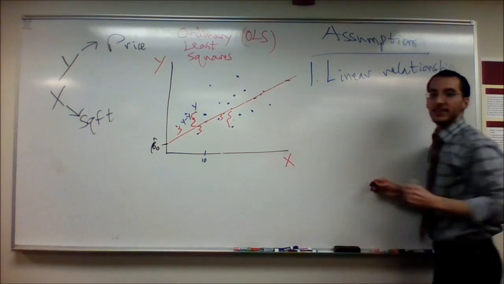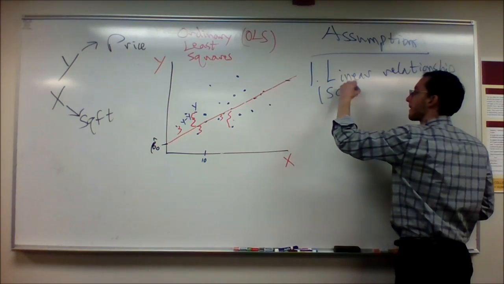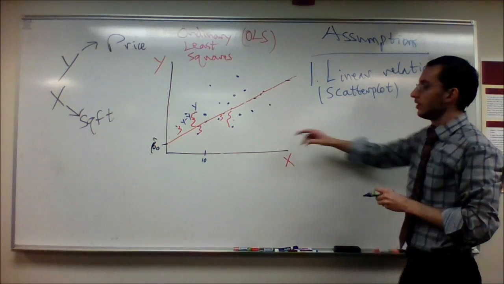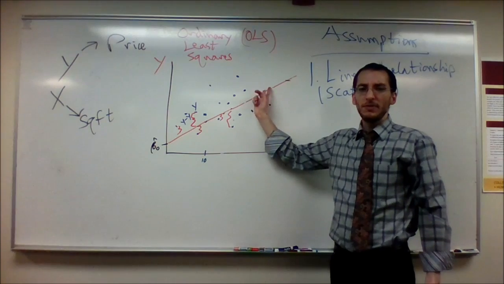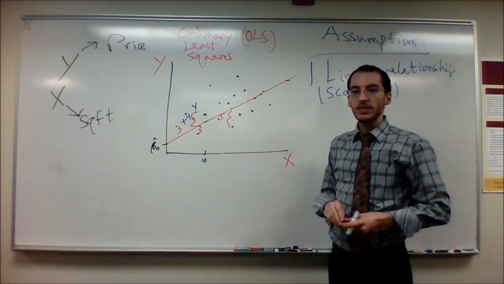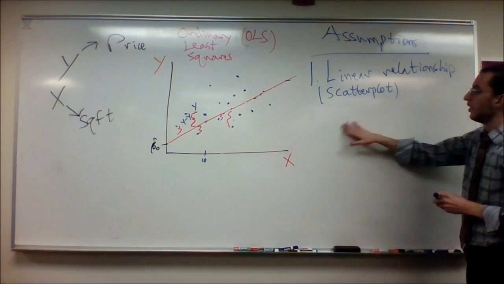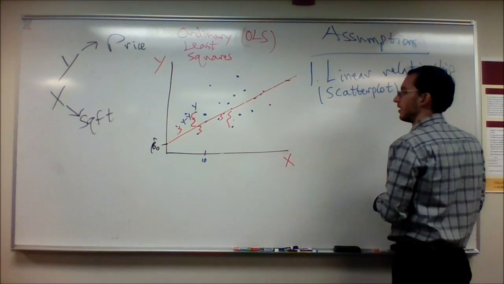And how can we check that? Well, we use a scatter plot. Just like we have right here. In fact, before I even drew a line on here, we looked at it and said, hey, that looks like it could be linear. So we have the scatter plot to check for that.